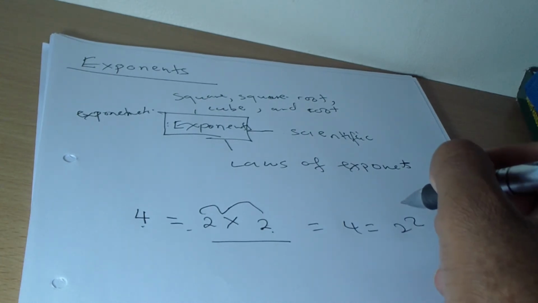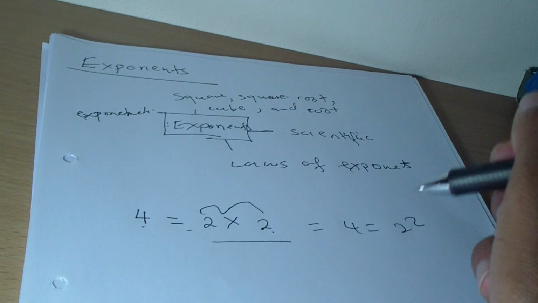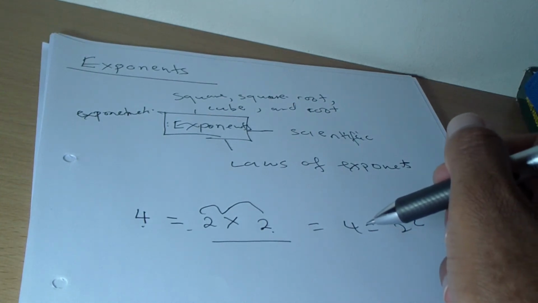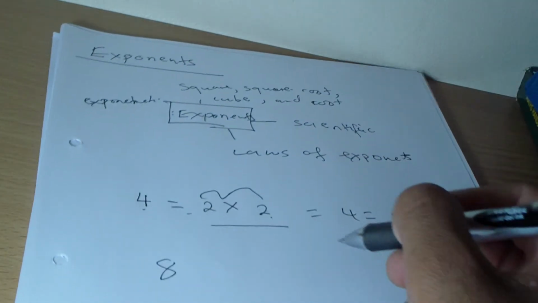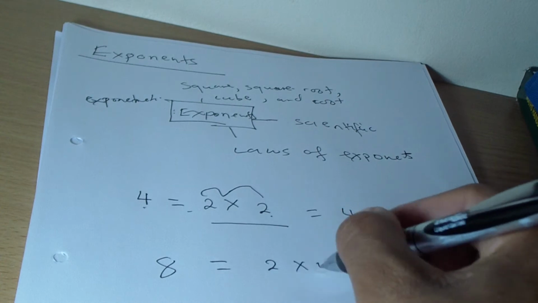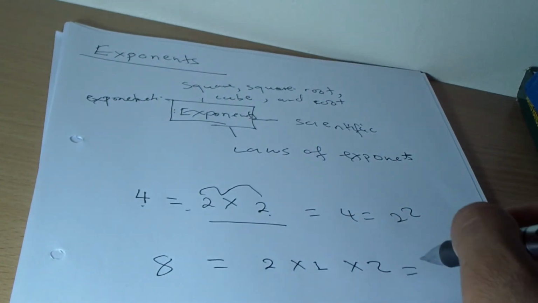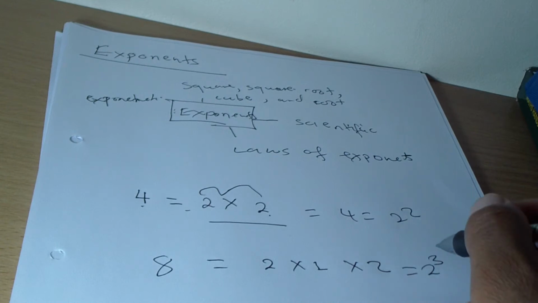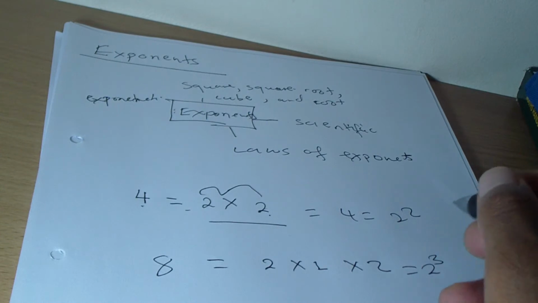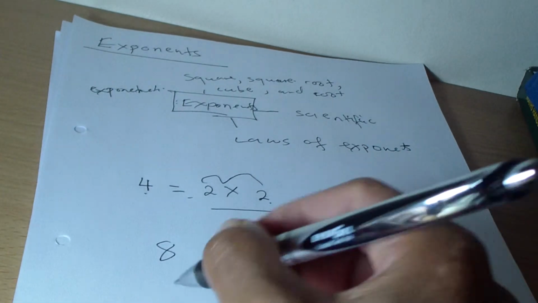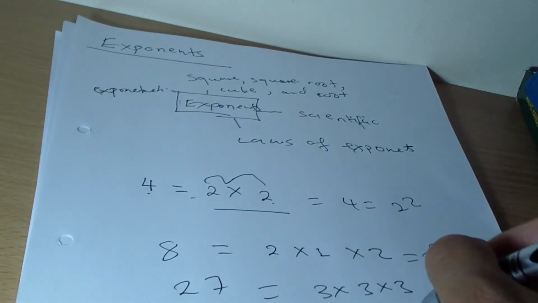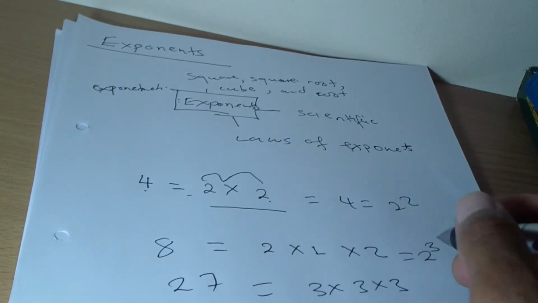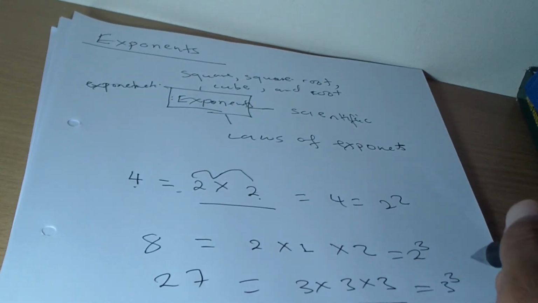Okay, we also have cubes. If a square is a number that is multiplied by itself twice, then a cube has to be 3 times. For example, if I have 8, I can rewrite 8 as 2 times 2 times 2, which is the same thing as saying 2 to the power 3. Now, just to give another example, we can write 27. 27 is equal to 3 times 3 times 3. So these are 3 identical factors of 27, which you can now rewrite as 3 to the power 3.